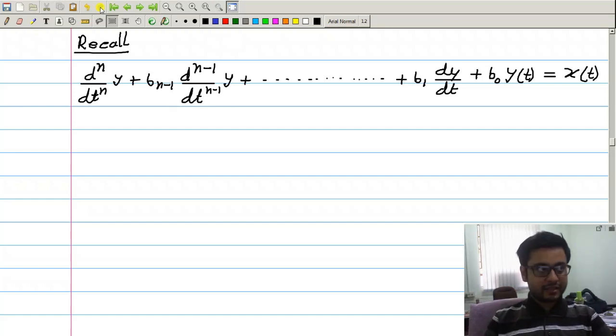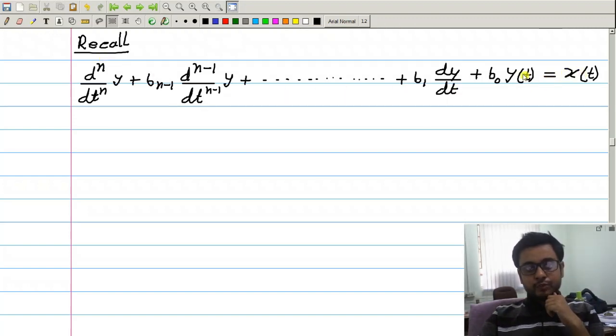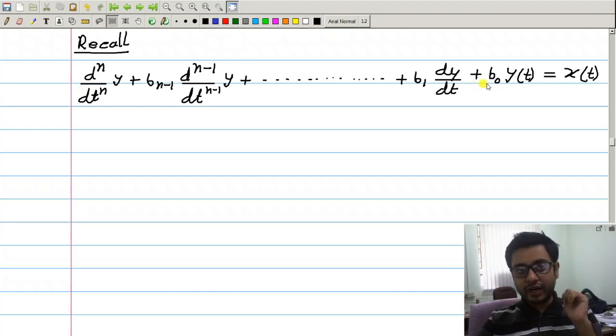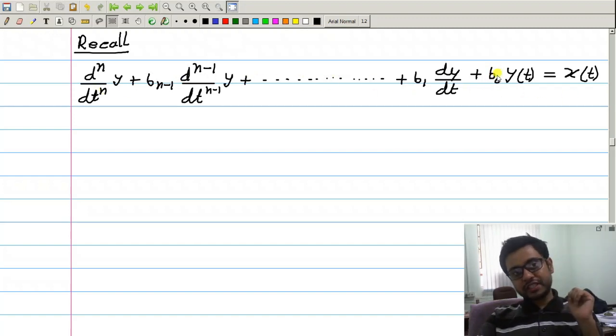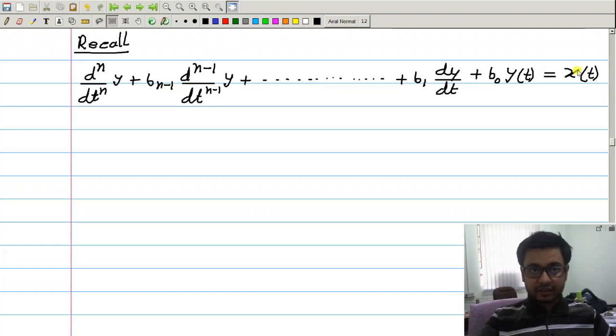Will come back. Please recall that yesterday we have learned the input-output relation for many systems has the form of a linear ordinary differential equation like this, with these coefficients b0, b1, etc. being constants. Here x is the input and y is the output.